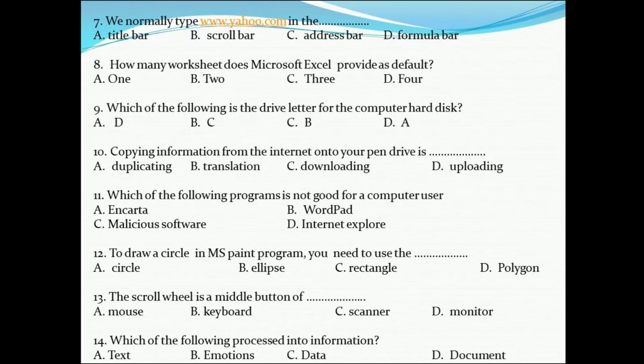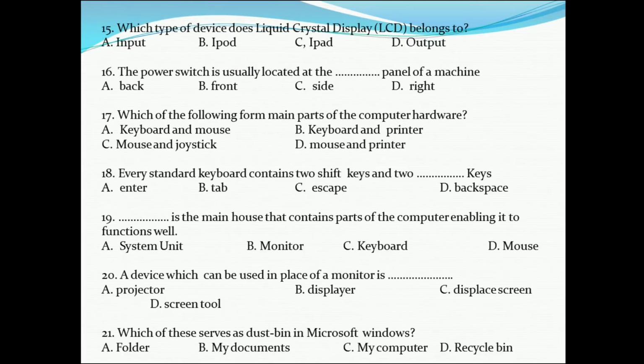Question 14. Which of the following is processed into information? A. Text. B. Emotion. C. Data. And D. Documents.